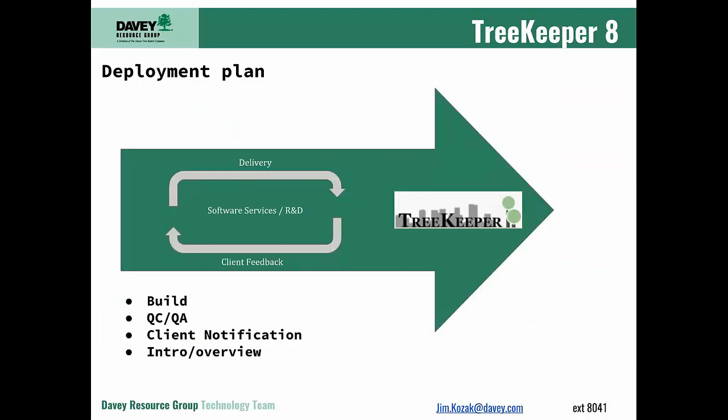I wanted to talk a little bit about our deployment. Basically, our plan for deploying the TreeKeeper 8 is good. It's going really well. Our process is to build the systems, to run them through two QC/QA processes actually. Then there's a client notification process and scheduling of an intro overview. So all of the clients that are using TreeKeeper 7, as they migrate over to TreeKeeper 8, they're receiving notifications as well as intro overviews, formal introductions to the software from the services department.